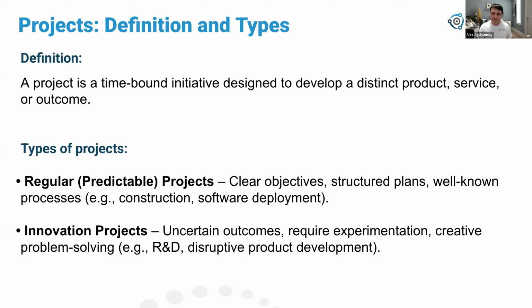And then there is an innovation project. Innovation projects usually involve a lot of uncertainty. We usually know where we want to get to, but we don't necessarily know how we're going to get there. It does require experimentation and, of course, a lot of problem solving. An example of that is R&D, where we explore what we're going to do, how we're going to achieve it, and what kind of problems we're going to see on the way. Another example, as written here, is disruptive product development.